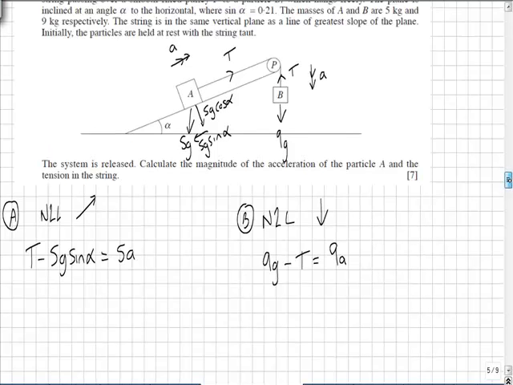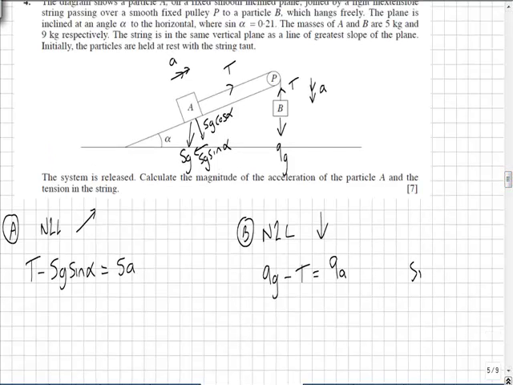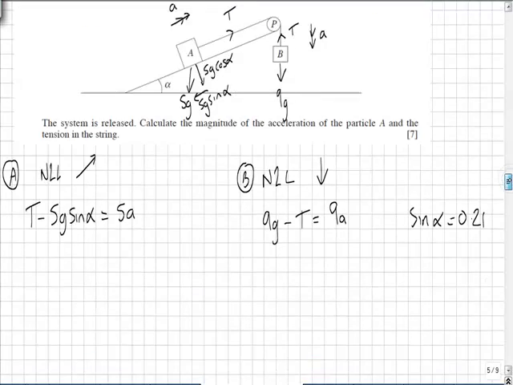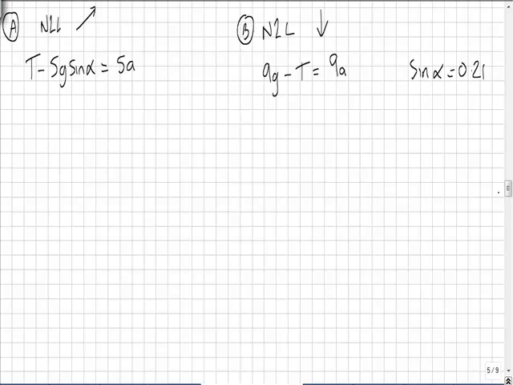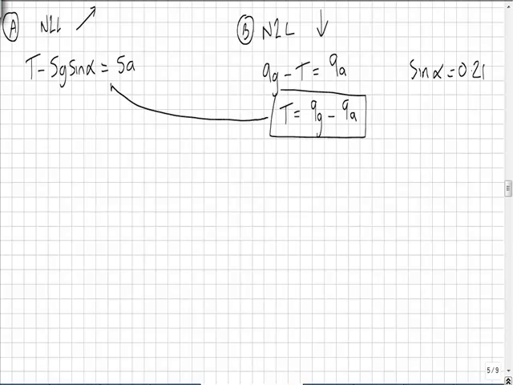Now these are connected particles by an inextensible string, and we also know that sine alpha is equal to 0.21, so I should be able to equate these two equations. In this case, I'm going to say here that T is equal to 9g minus 9a. A small rearrangement there, which will allow me to remove T from this equation. So substituting in, I can see my T is now 9g minus 9a, minus 5g times 0.21, we know that sine alpha is 0.21, is equal to 5a.